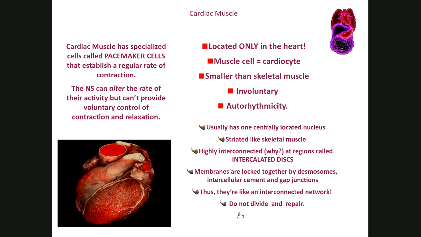Cardiac muscle does not divide and repair. And the fact it also has autorhythmicity. So what autorhythmicity means is that it can stimulate within itself, and in cardiac muscle, they're called pacemaker cells. The nervous system can alter the speed, but the initiation is within the heart itself via the pacemaker cells.